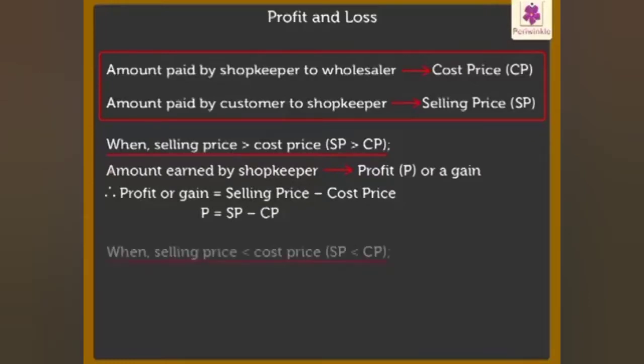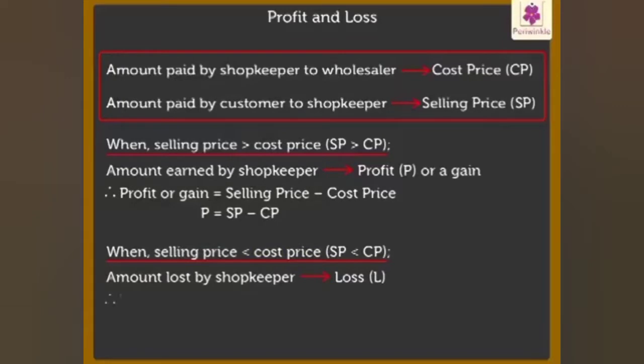If Mr. John sells his goods to customers at a rate less than the cost price, he loses his money. This is called loss. Loss equals cost price minus selling price. Therefore, L equals CP minus SP.